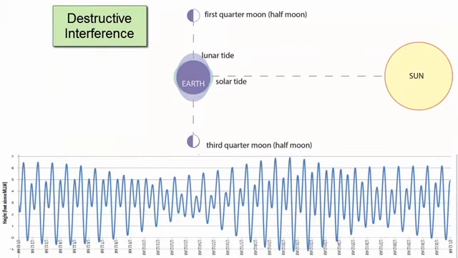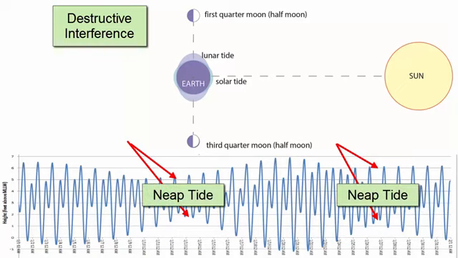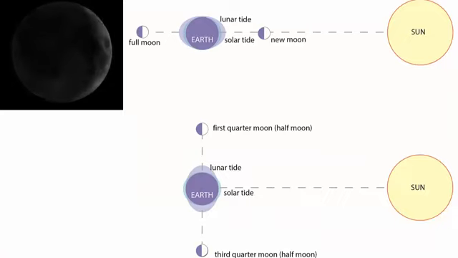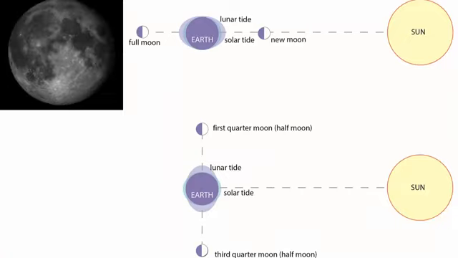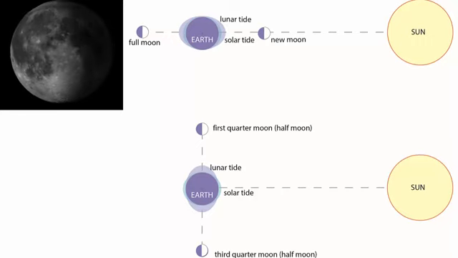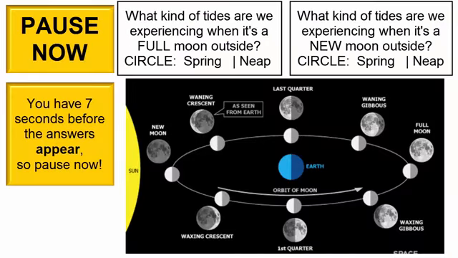When the two bulges are out of phase, which happens when we see half moons, the interference is destructive, and the tidal range is at its lowest. The lows aren't so low, the highs aren't so high: neap tides. Turns out we can walk outside at night, look up into the night sky, and based on the phase of the Moon, determine whether we're experiencing neap or spring tides. Pause now.